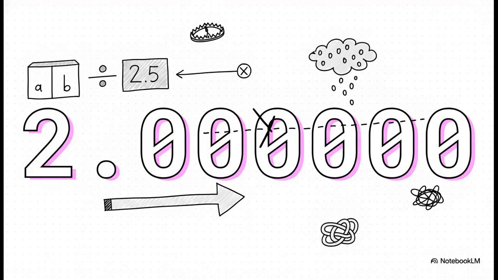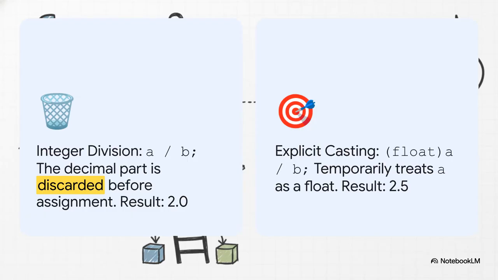And the output is 2.0000. What? Where did our 0.5 go? Well, here's the trap. Because you divided an integer by another integer, C performs what's called integer division. It does the math and just throws away the decimal part before it even thinks about storing it in your float variable. So how do we fix this?